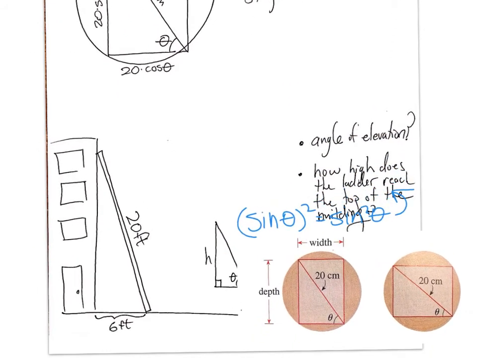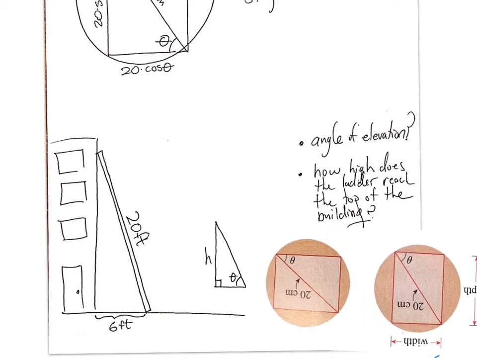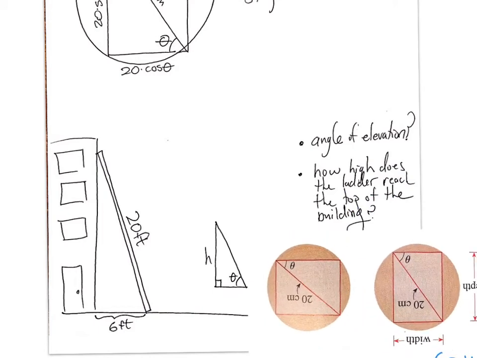Second question, I'm going to use this to cover up our answers. So we are given that we have a 20-foot ladder and we're leaning it against the building, and the base of the ladder is 6 feet from the building. So we're supposed to find two things. What is the angle of elevation, and how high does the ladder reach the top of the building?